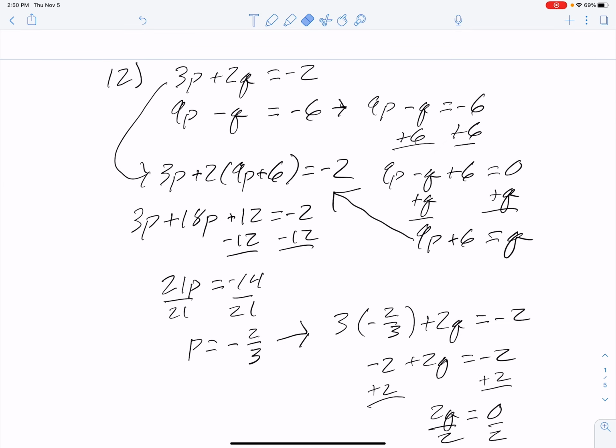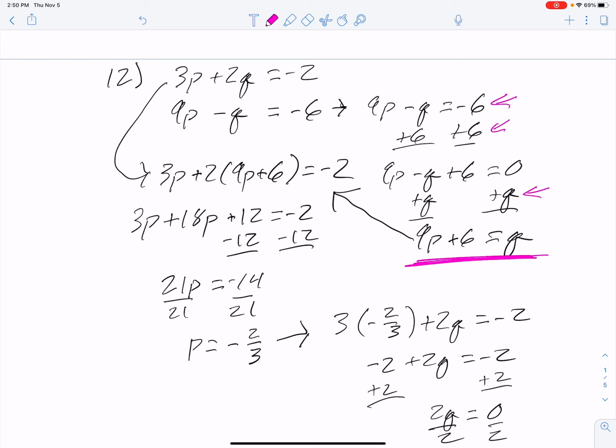Since I hadn't done substitution yet, I decided to do number 12 by substitution. Again, you don't have to, but I figured I would show the steps. So I used equation 2 to isolate q, added 6, added q. So I have my value for q.